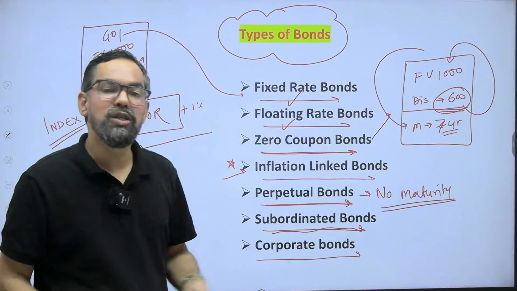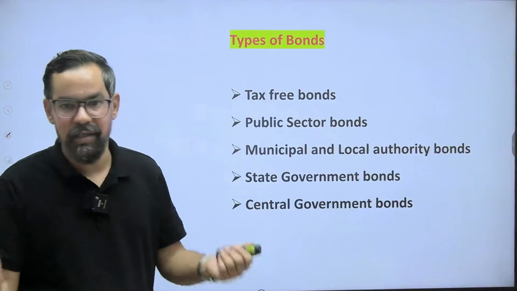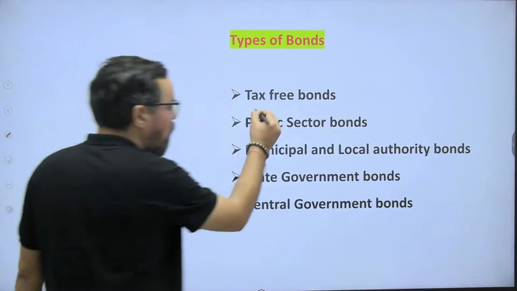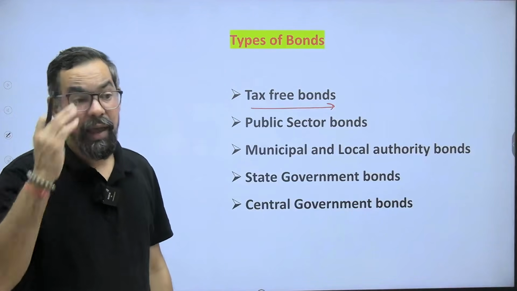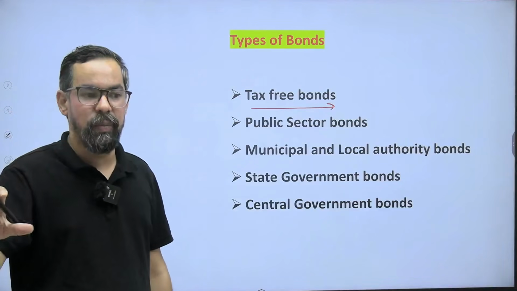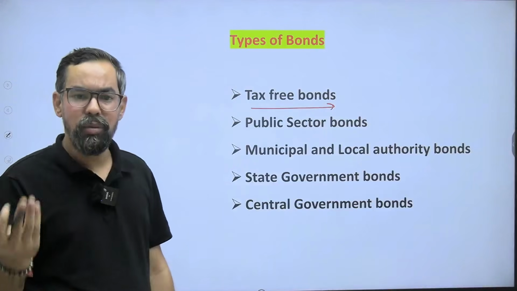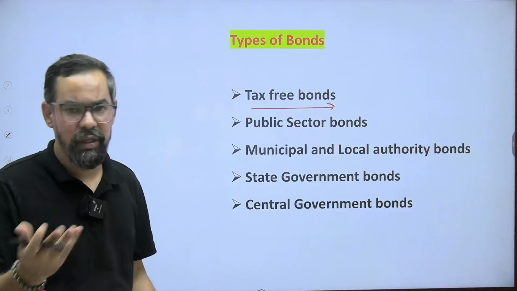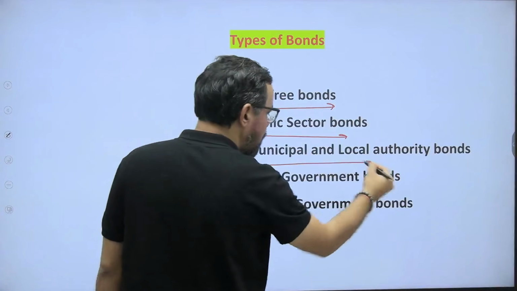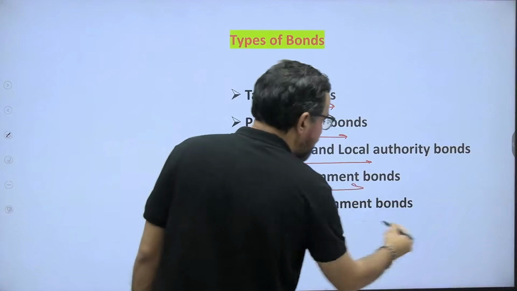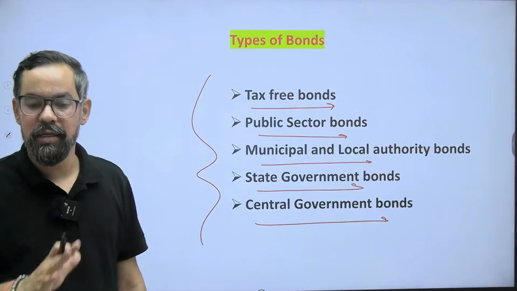Then corporate bonds, which are issued by a corporate house, let's say TCS or Reliance. They issue some bonds, that is a corporate bond. Tax-free bonds are majorly issued by the government for a specific purpose, like infrastructure bonds or green bonds, and the government offers some sort of tax relaxation with these. Then public sector: your government, municipal authorities, state governments, central government. So these are basically based on the issuing authority, that is the categorization.